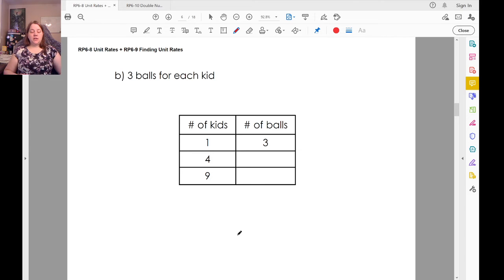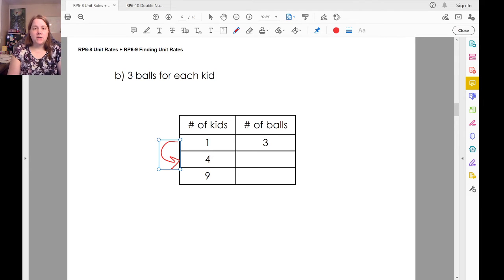3 balls for each kid. So we've got 1 kid show up and you're like, okay, you're going to the batting cages, we'll throw you 3 pitches. We'll throw you 3 balls. Or you get 3 strikes, but that gets confusing because this says balls. So I want to figure out how many balls I would need if 4 kids show up. Turns out this kid has friends.